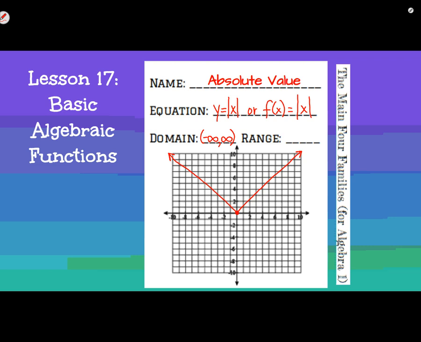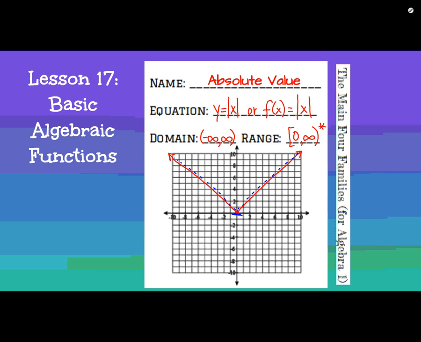Now, for your range, if you notice, there is a lowest value. It's like you come through, you stop, and then you go back up. So there is a lowest point. And at this point, it's 0. So we're going to write from 0, gets a bracket, lowest point, comma. How far up does it go? To infinity. Now this is going to change from absolute value function to absolute value function. So if I drop this absolute value down 3, I've changed its range. If I shift it up 5, I've changed its range. We're going to talk about that later. But right now, for this graph that I just drew, this is our range.